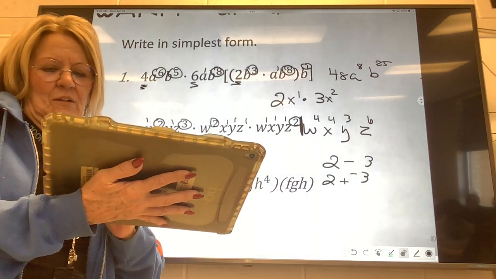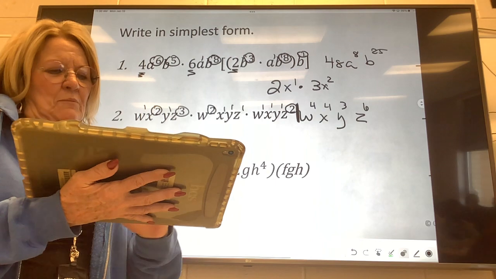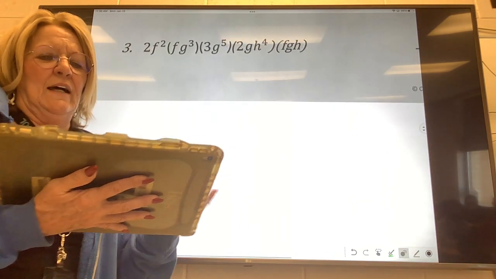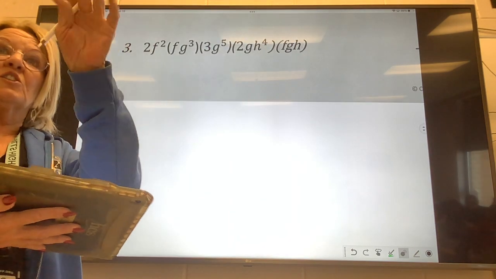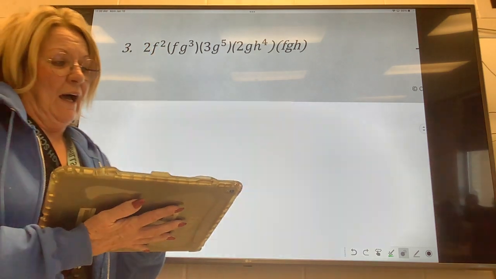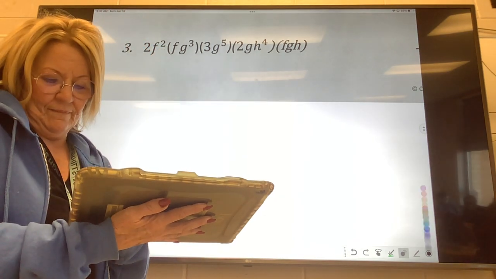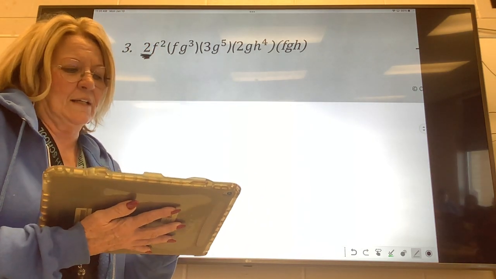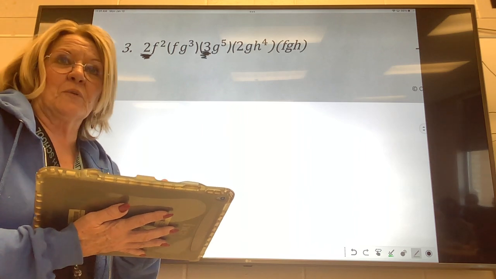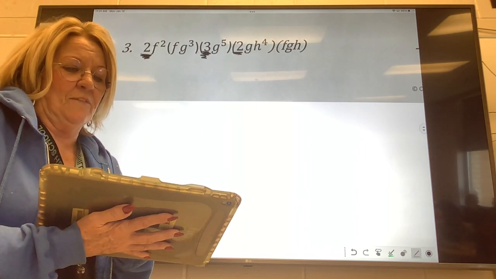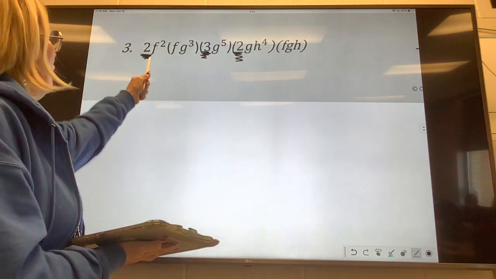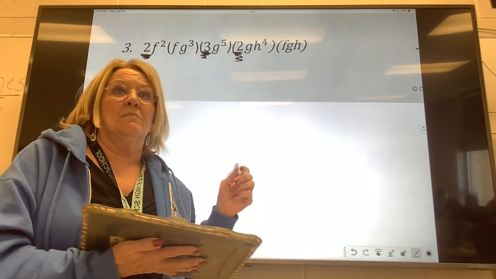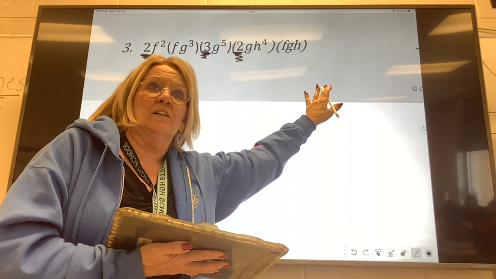Okay, so now let's go ahead and do number 3, the last one. Again, I want you to pay attention. It's all multiplication, but I have a coefficient of 2 here, a coefficient of 3 here, and another coefficient of 2 there. Those I have to multiply because this is multiplication.